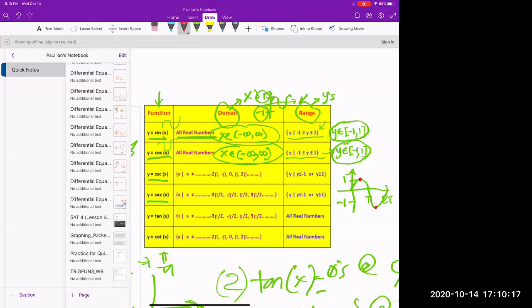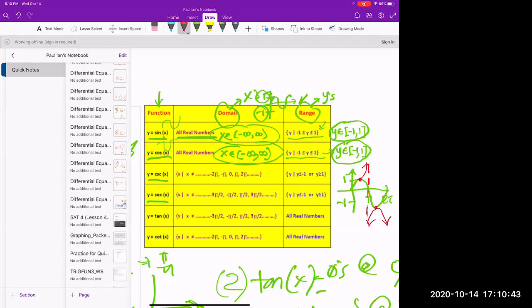And wherever the sine is 0, you're going to have an asymptote, right? For cosecant, where you have an asymptote, that's not defined. So you can't have an x there, right? Your domain isn't defined.